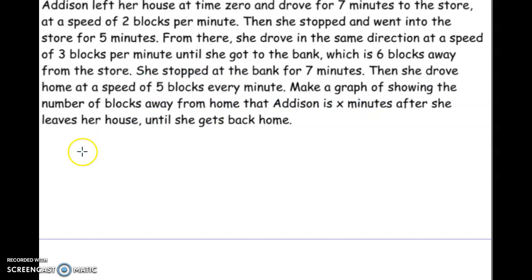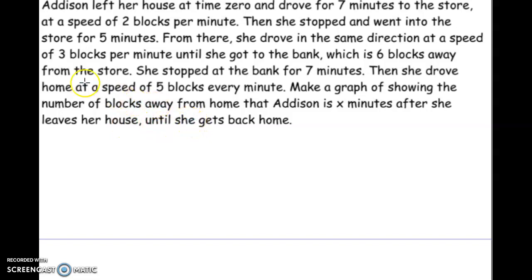Madison left her house at time 0 and drove 7 minutes to the store at a speed of 2 blocks per minute. Then she stopped and went into the store for 5 minutes. From there, she drove in the same direction at a speed of 3 blocks per minute till she got to the bank, which is 6 blocks away from the store. She stopped at the bank for 7 minutes and then she drove home at a speed of 5 blocks every minute. Make a graph showing the number of blocks away from home that Madison is x minutes after she leaves the house until she comes back home.